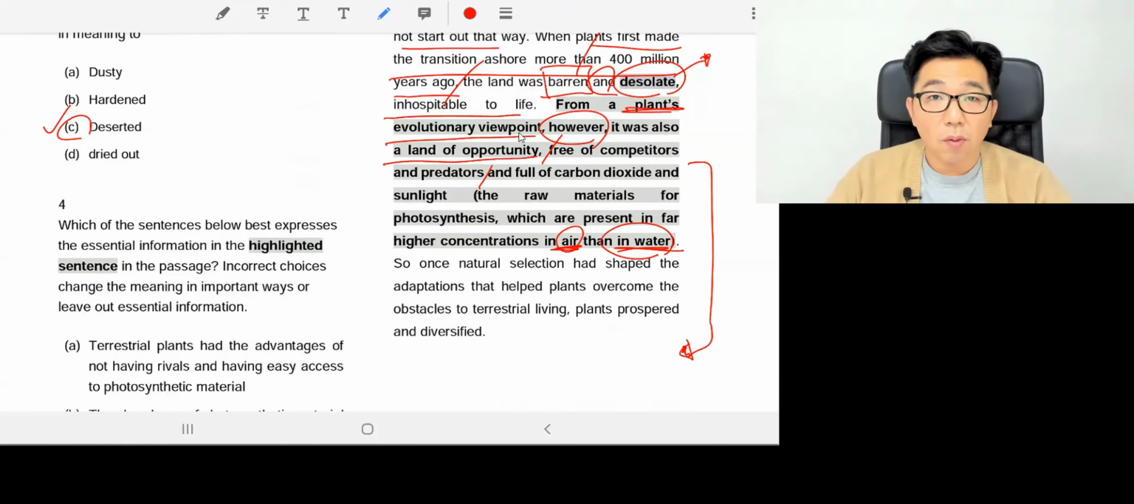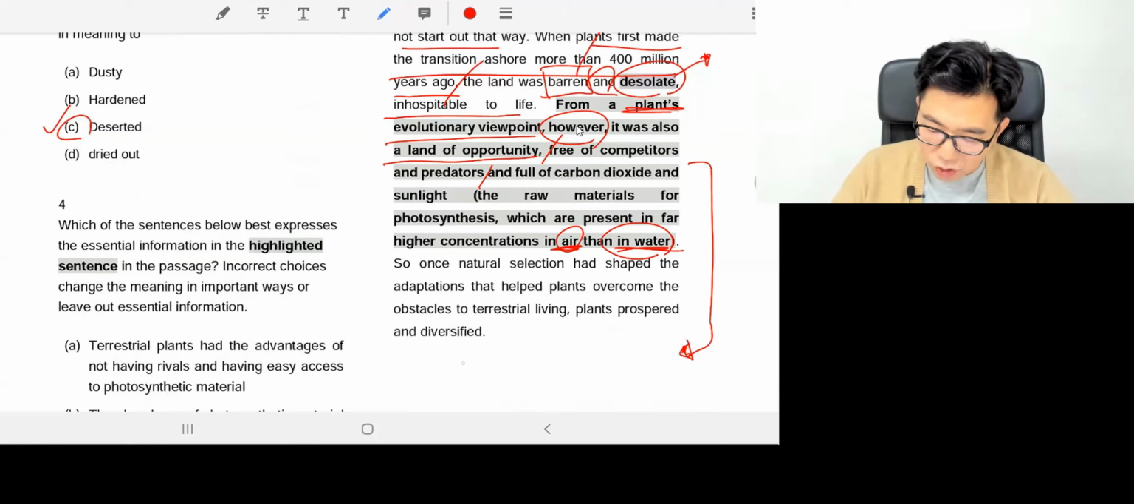So let's stick to the previous sentence. It was barren and desolate, inhospitable to life. So it was hard to survive when it first made its appearance, when plants tried to live on land. But from an evolutionary perspective, it was a land of opportunity.